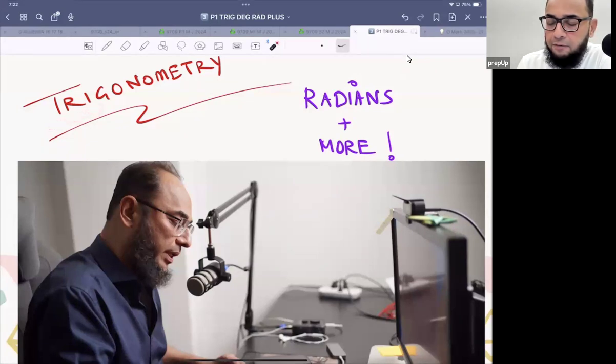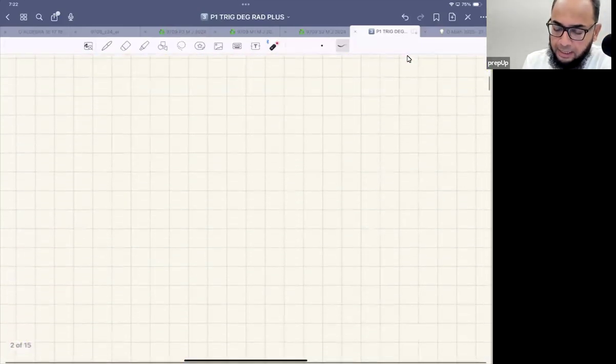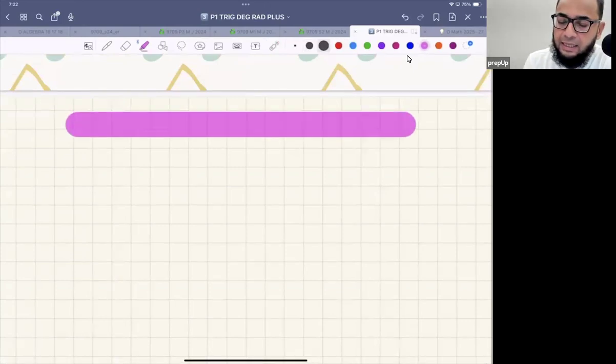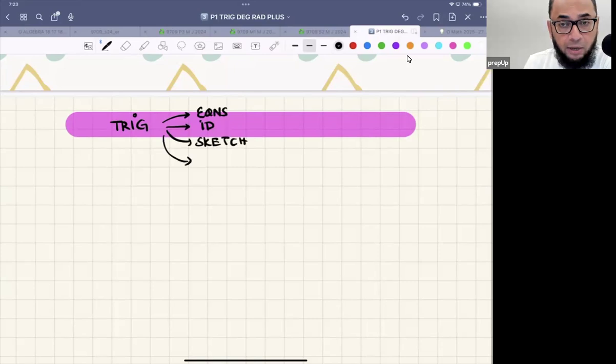In today's class, we'll be going over trigonometry. A lot of emphasis will be on questions involving radians, and then there will be some more questions. So now, first of all, let me jot down the basic idea. When we talk about trigonometry, there are three things that we talk about, whether it's about equations, identities, a sketch, and it could also be about conceptual questions, and these are triangle-based questions.